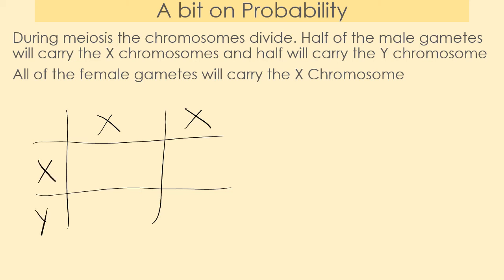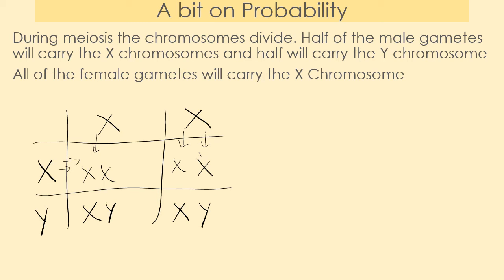We then fill in our box. So we bring the X down from the top and an X across, and we get X, X. And we do the same on this one, X going from there over to there, X, X. Our ones at the bottom here, we have an X from the top and a Y from the side. And again here, we have an X from the top and a Y from the side.